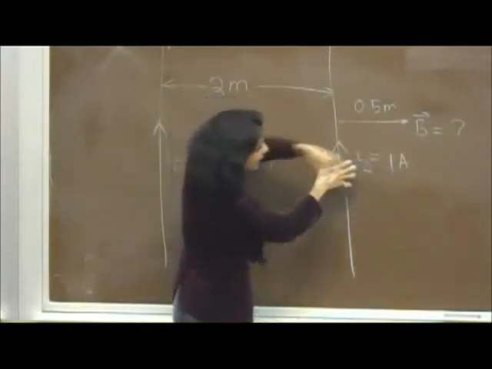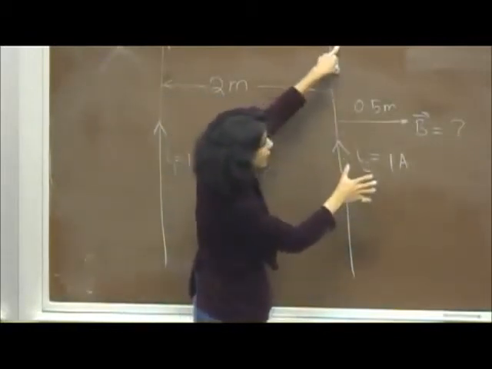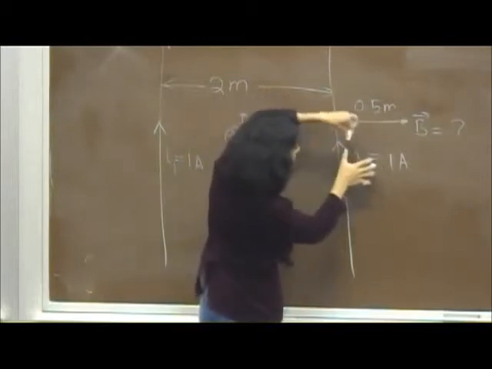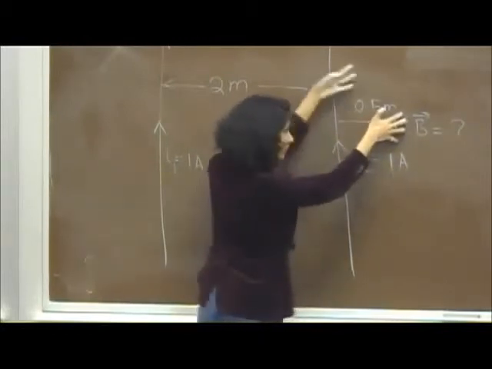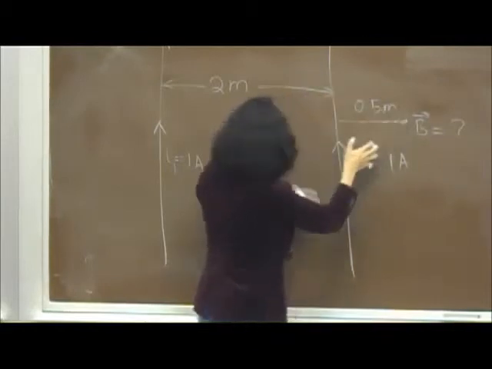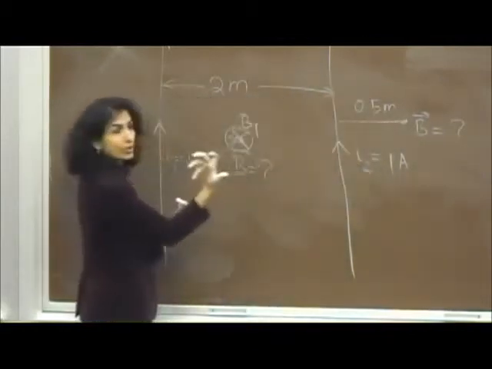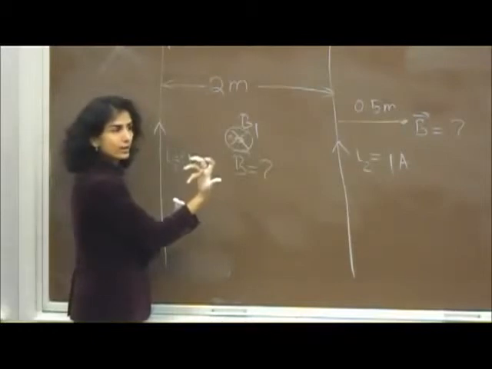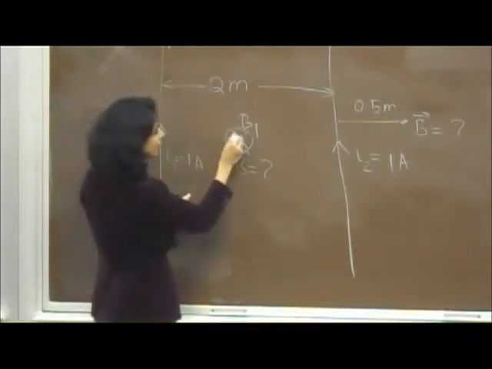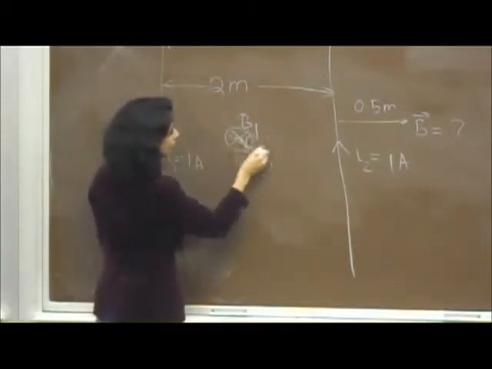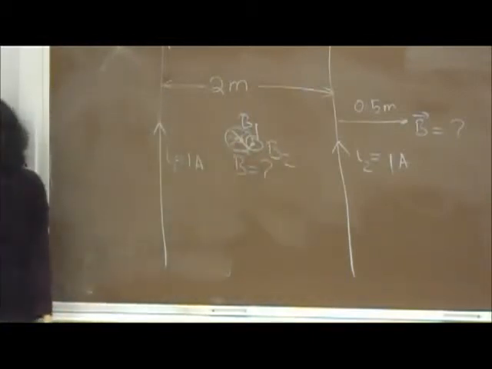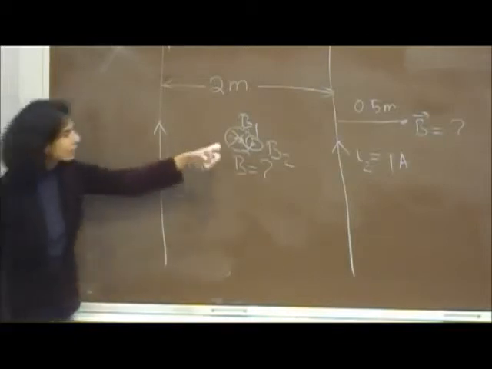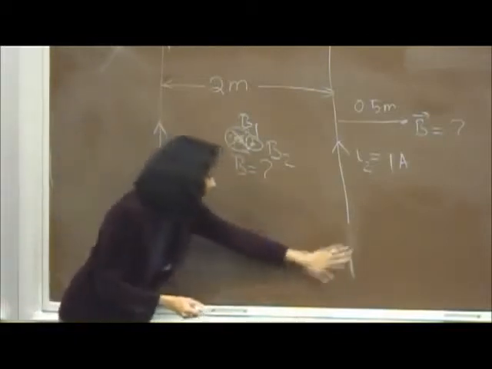Does everybody see that magnetic field lines due to this wire 2 will form closed loops such that on this side it's pointing in the plane of this board, and on that side it's pointing out, right? So does everybody see that over here B2 is a dot?